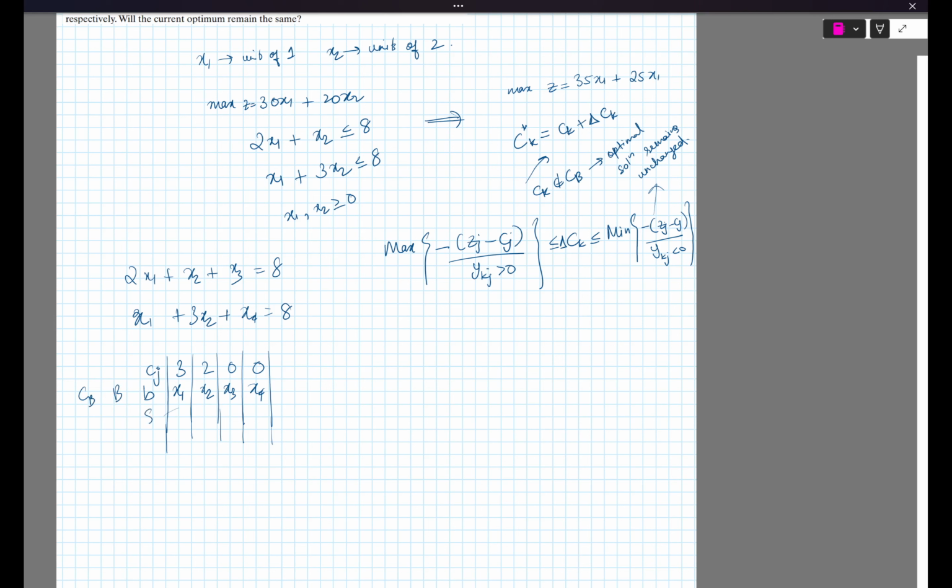You will have here 8, 8, x3, x4, and 2, 1, 1, 0, 1, 3, 0, 1, CB 0, 0, then Zj minus Cj. This is minus 3, minus 2, 0, 0. This is the entering variable. 8 by 2 is 4, 8 minus 8, so this is the pivot, right?